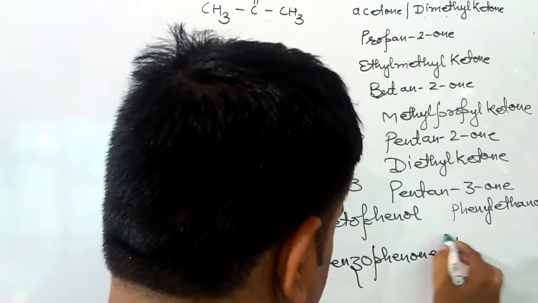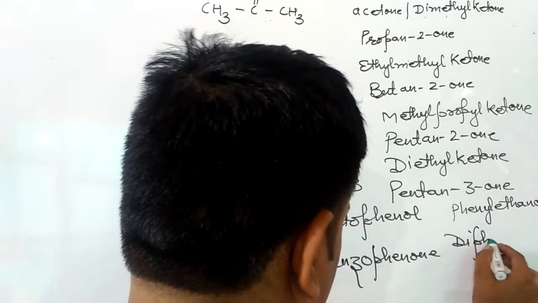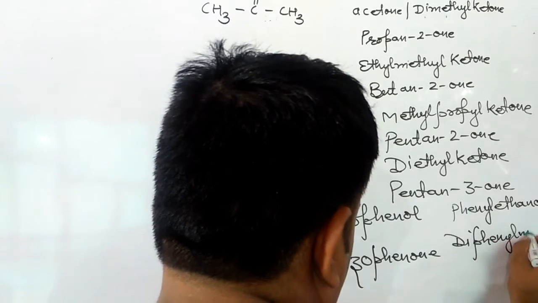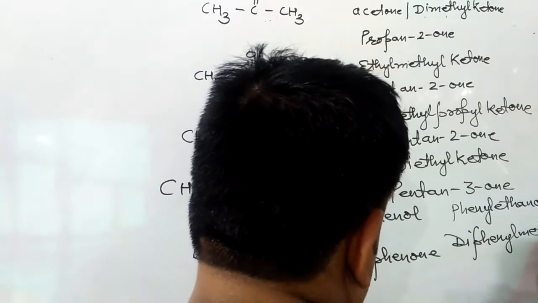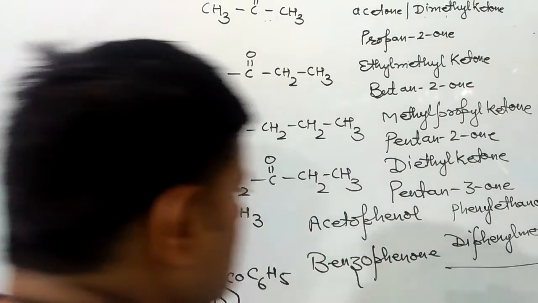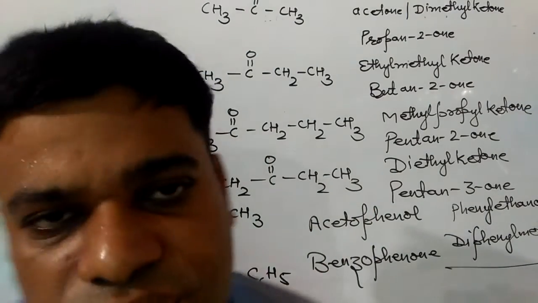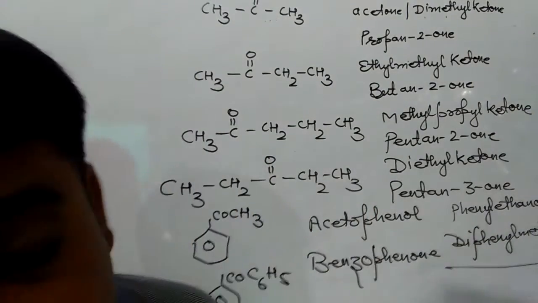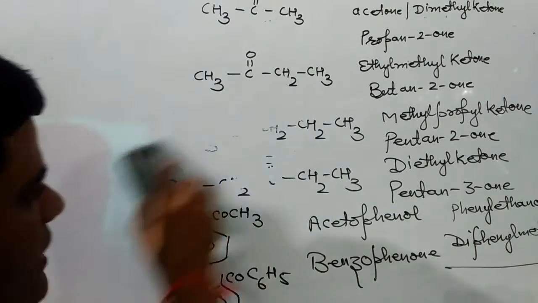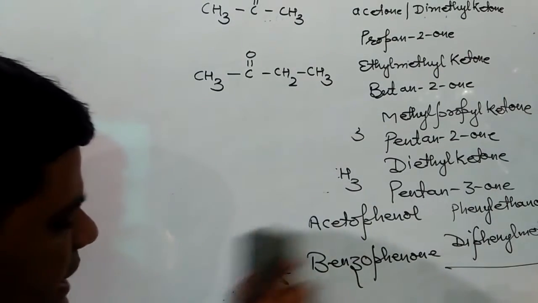And the IUPAC name is diphenylmethanone. This is all about the nomenclature of aldehyde and ketone. Now we have to discuss the isomerism in aldehyde and ketone.